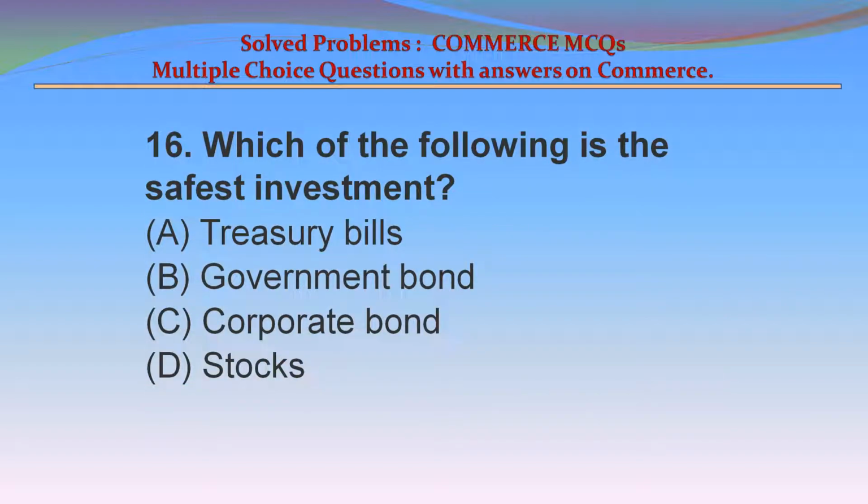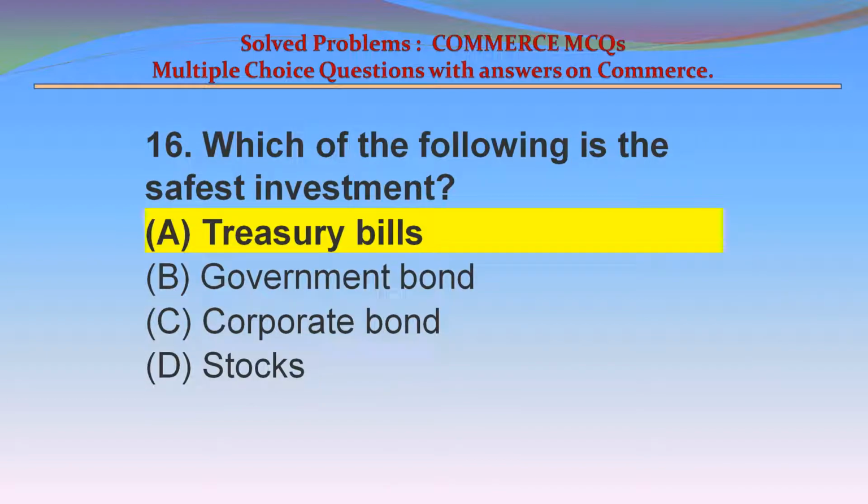16. Which of the following is the safest investment? Option A, treasury bills; option B, government bond; option C, corporate bond; option D, stocks. Answer, treasury bills.